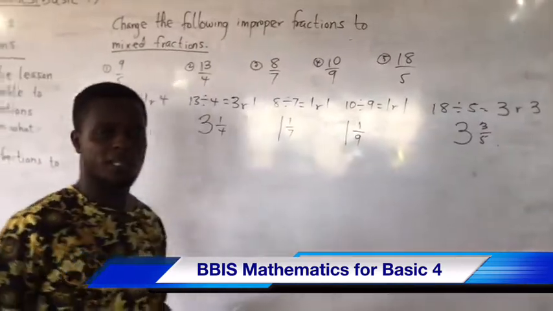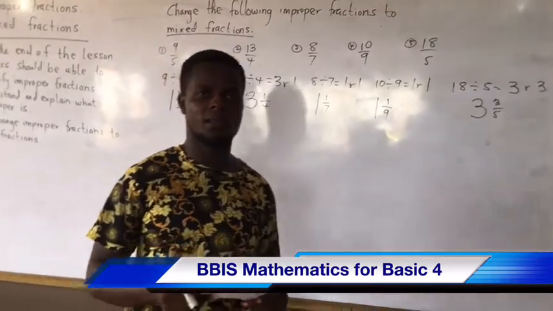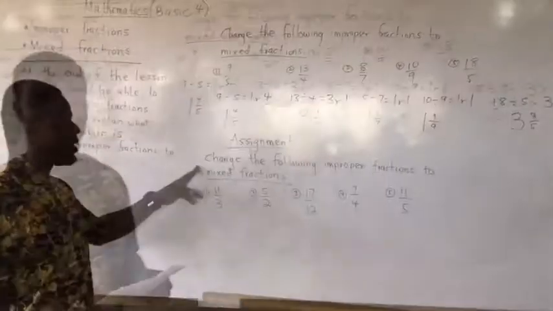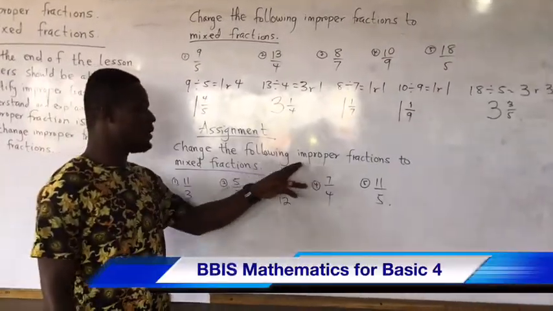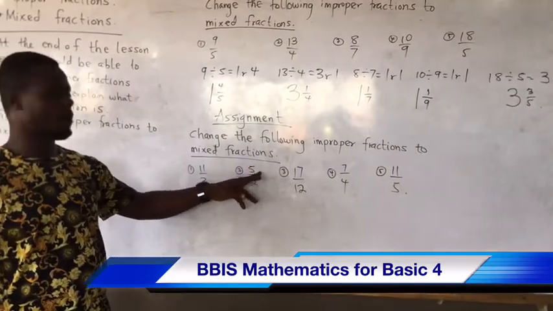I hope you have gotten it, and you have to continue from number 6 to number 10. You are to change the following improper fractions to mixed fractions. I hope you can do it.